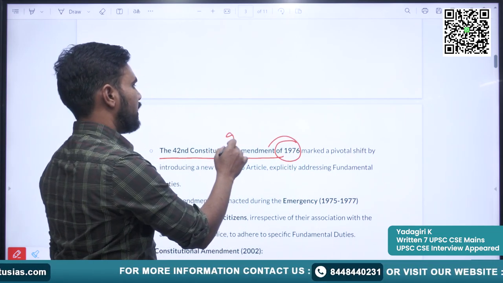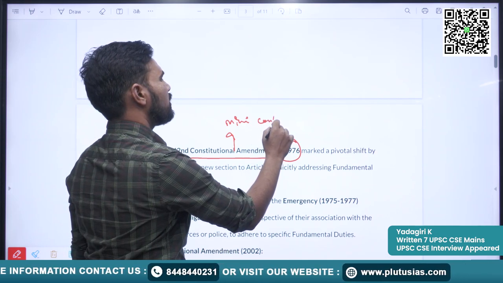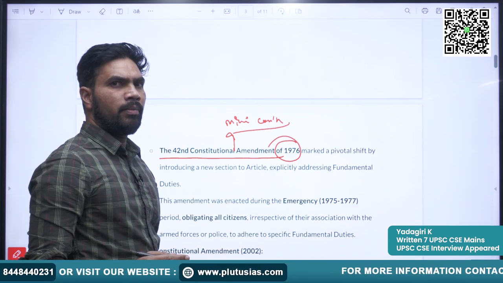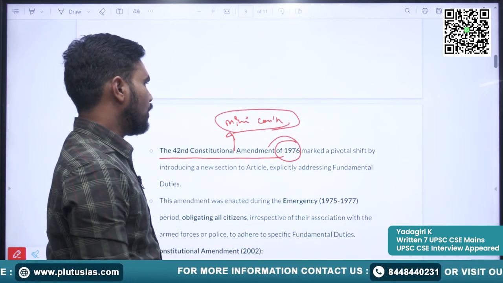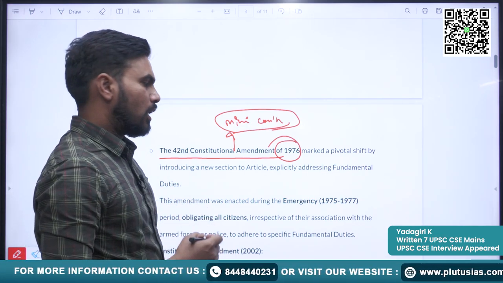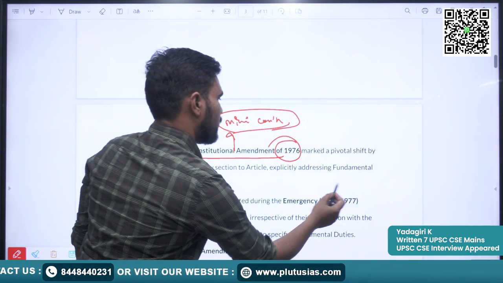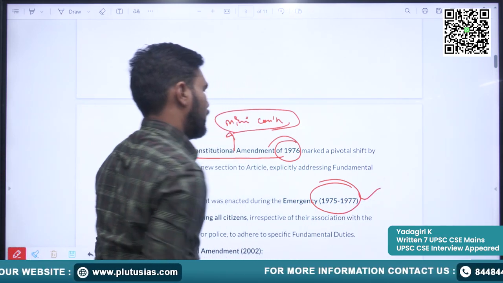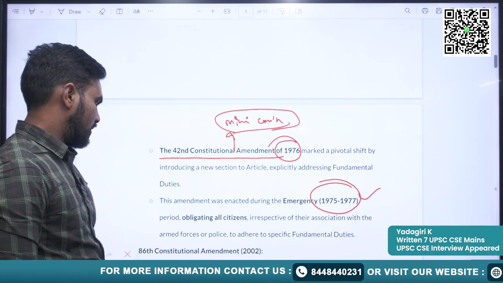We call this amendment the mini constitution, because a lot of amendments have been made through this constitutional amendment act. So the fundamental duties are also incorporated through this Amendment Act. These duties were incorporated during the internal emergency period between 1975 and 1977.